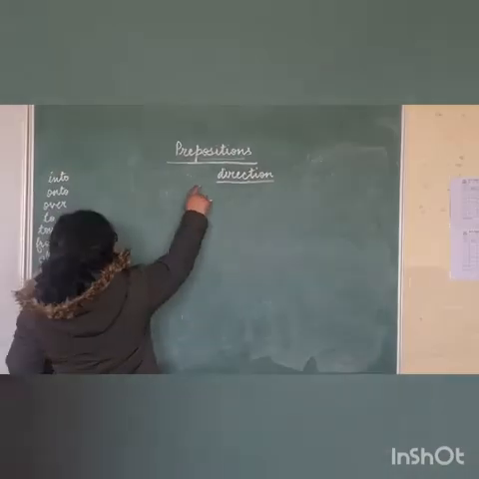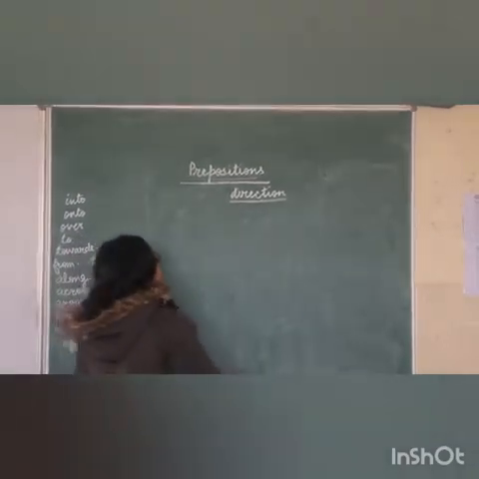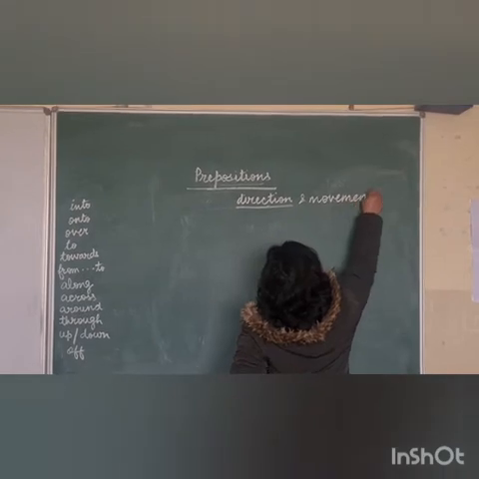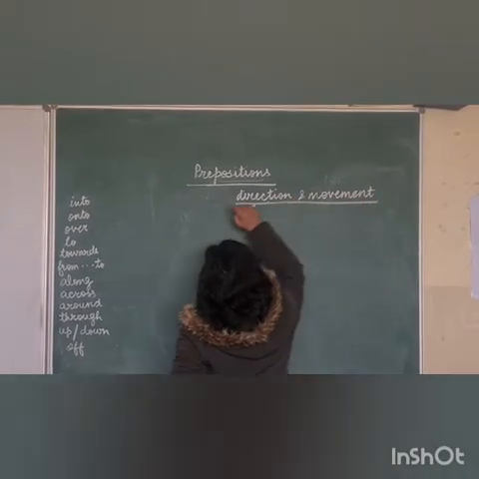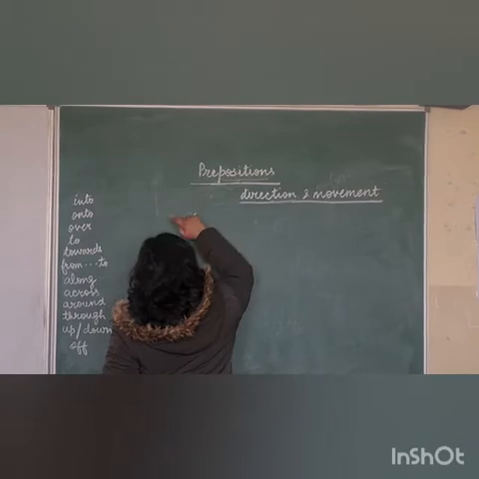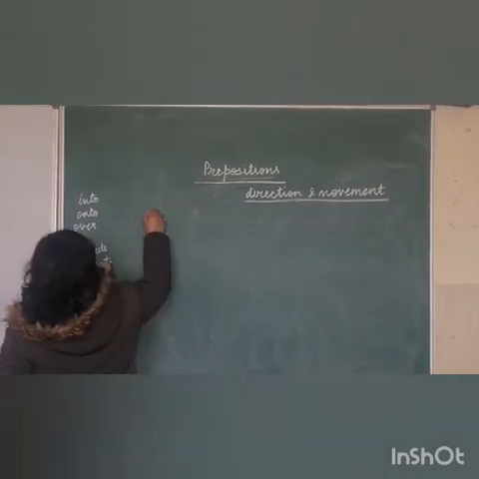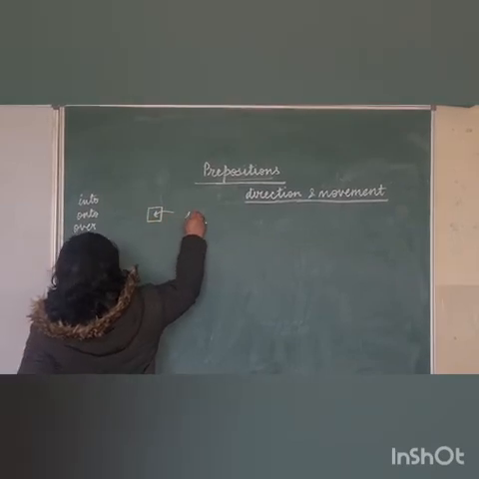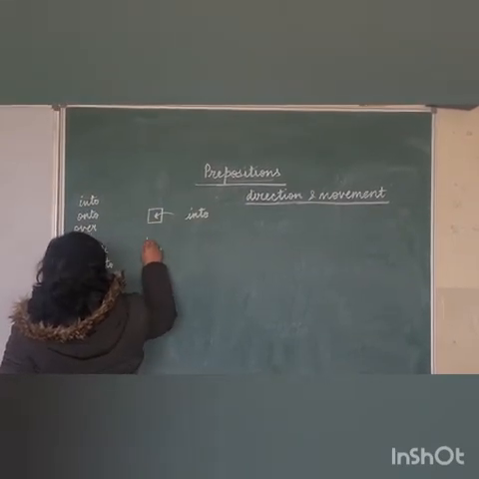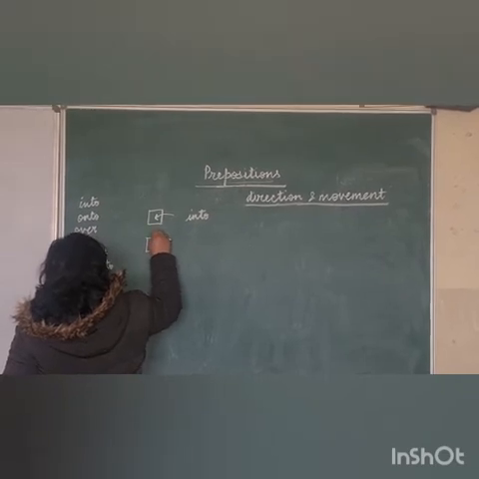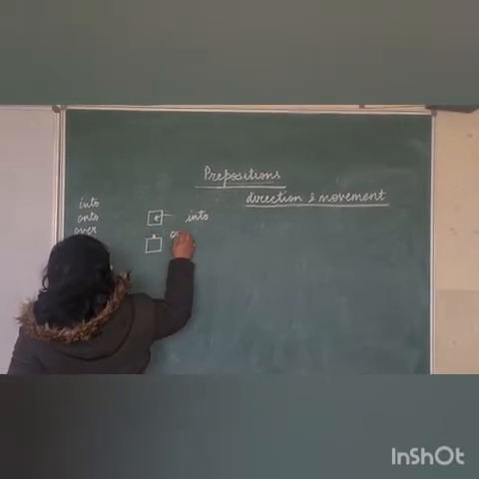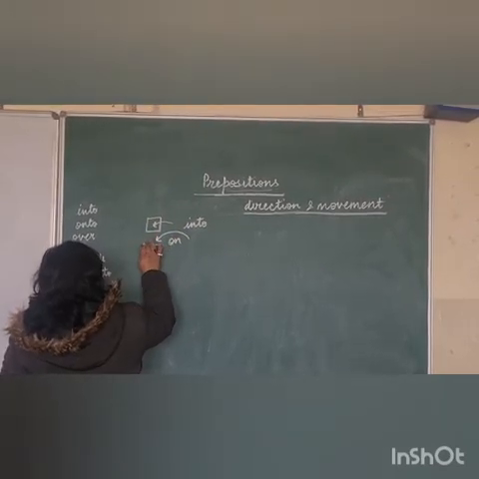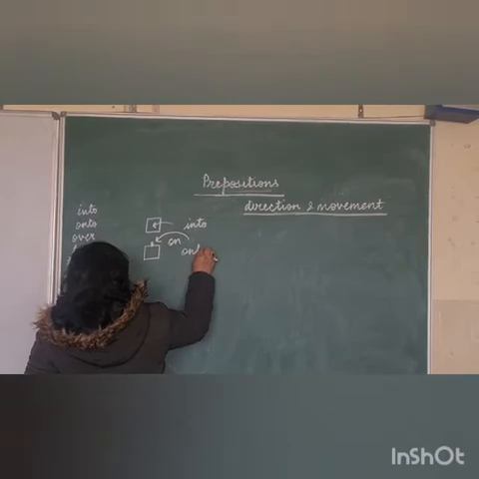Now there are prepositions of direction and movement. These prepositions also indicate the position of the movement. Like if something is coming from out to in, we say into. If something is placed, we can say on. But if something is in movement and is placed on something, then it is said onto.